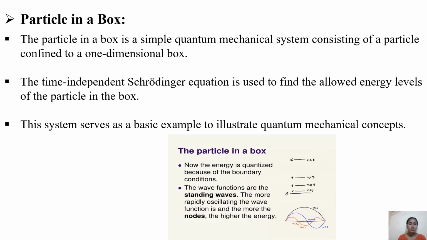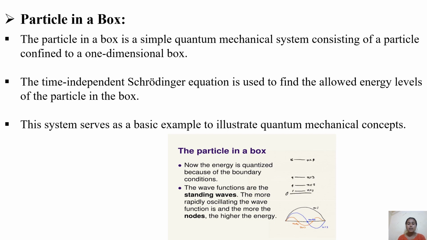Particle in a box. A particle in a box is a simple quantum mechanical system consisting of a particle confined to a one-dimensional box. The time independent Schrodinger's equation is used to find the allowed energy levels of the particle in the box. The system serves as a basic example of fundamental quantum mechanical concepts.